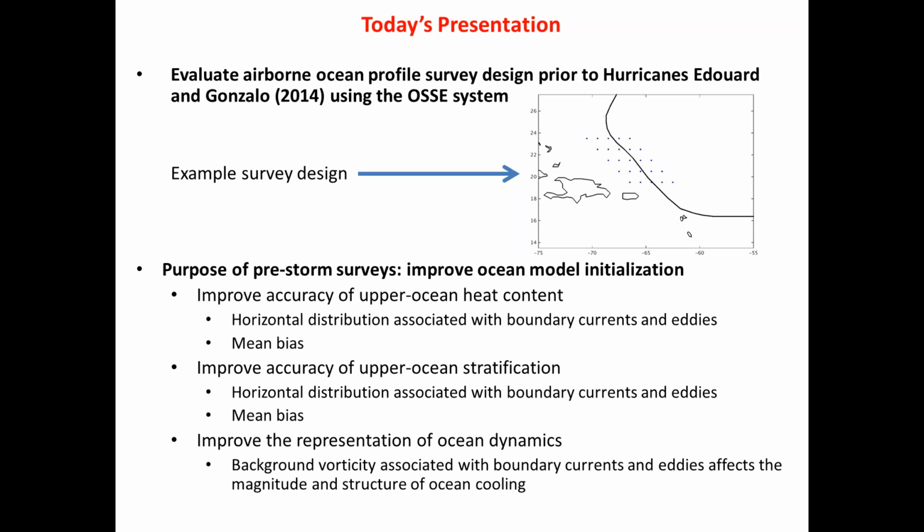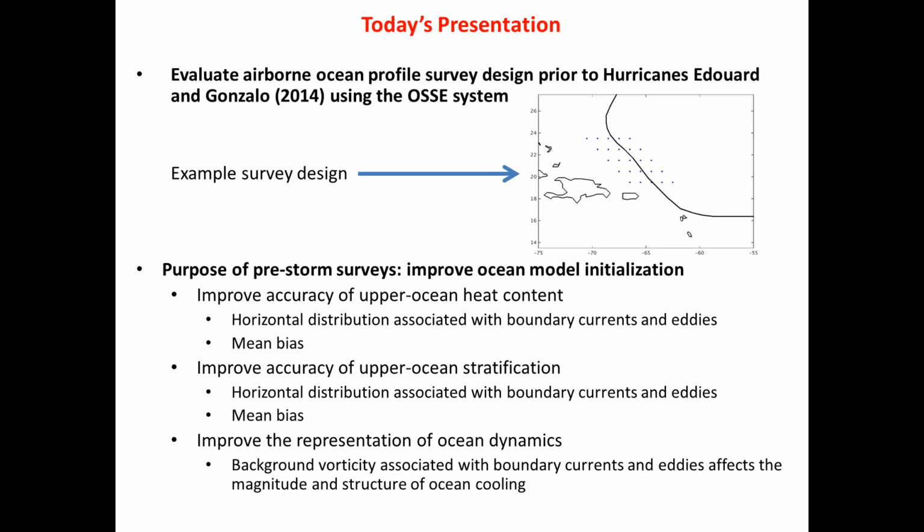There are three key things that we consider. First of all, we need to improve the accuracy of upper ocean heat content. If the upper ocean is too warm or too cold, that can potentially impact the intensity of a coupled forecast. And we also have to consider the horizontal distribution associated with boundary currents and eddies. We have large differences in heat content associated with these features in some regions of the ocean, particularly like the Gulf of Mexico and the Northwest Caribbean and the Atlantic.